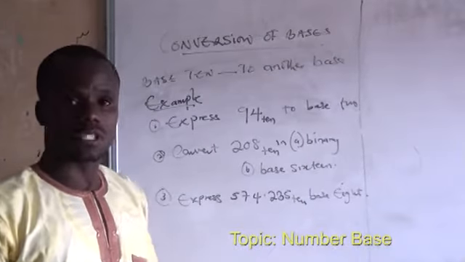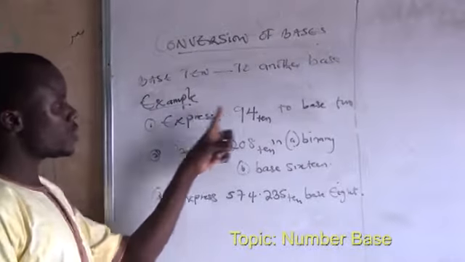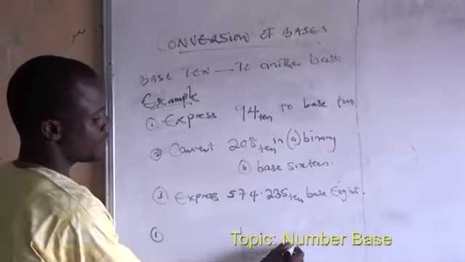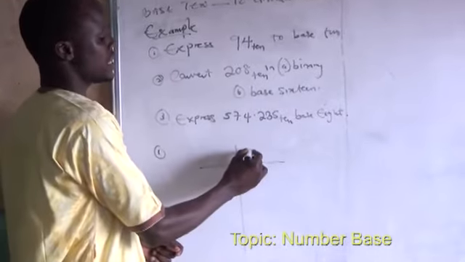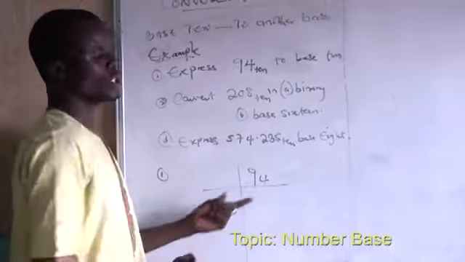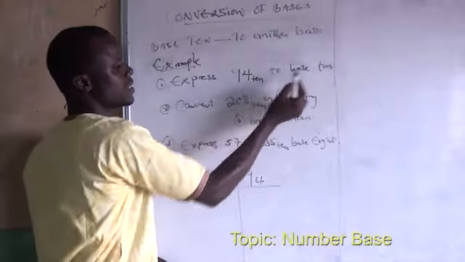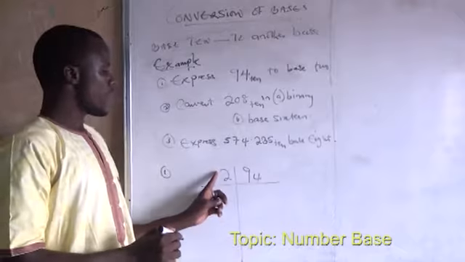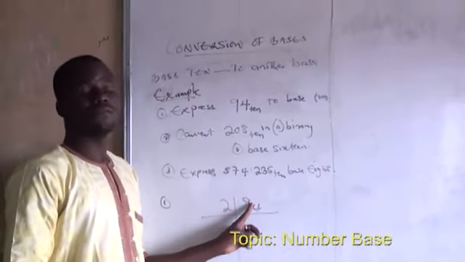So now let's start with number 1, that is 94. When you are going to convert base 10 to another base, you must draw a chart. This is the chart. Here you write the number that you need to convert, 94, while here, since they say base 2, you write 2. So now here we have 2 into 94.